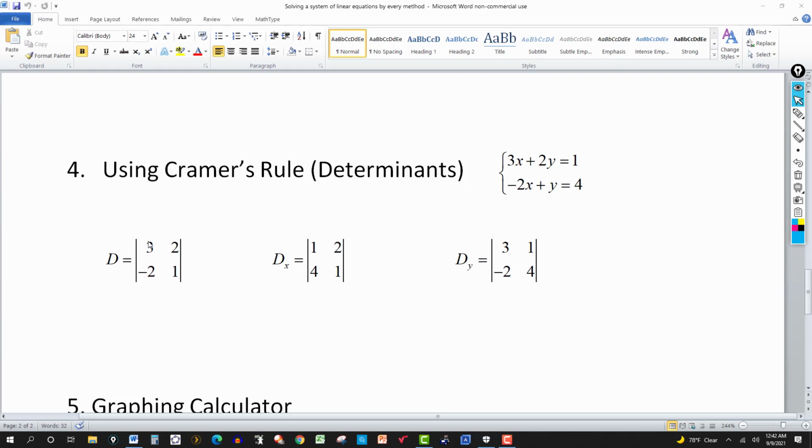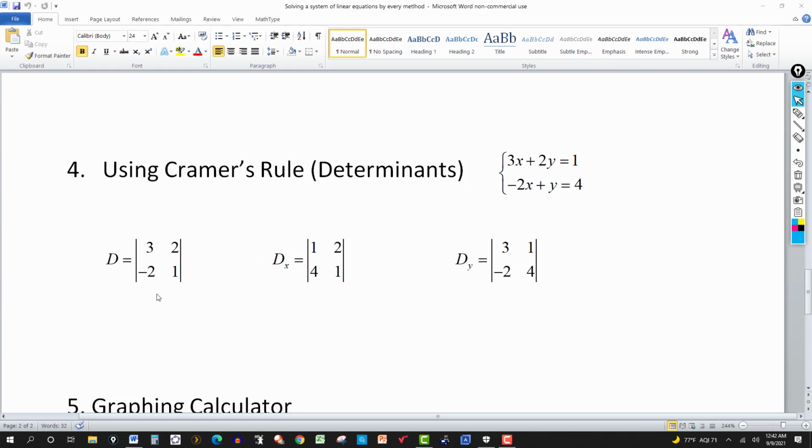The first column of D is simply the coefficients of the x, 3 and negative 2. And then the second column is the coefficients of the y, 2 and 1. Now if you have a system with 3 equations and 3 unknowns, you'll have a determinant with 3 rows, 3 columns. Now, notice the next determinant, I call it d sub x.